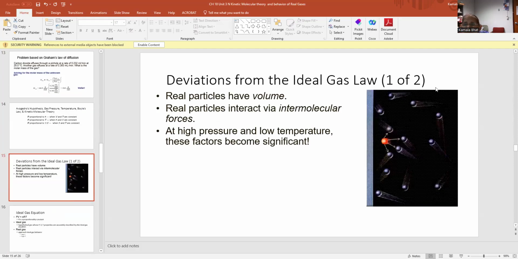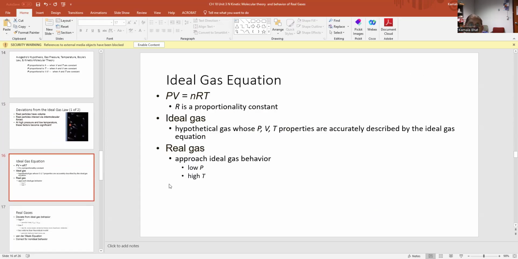Deviations from the ideal gas equation: real particles have volume, and real particles interact via intermolecular forces. At high pressures and low temperatures, these factors become significant. In the ideal gas equation, we write PV equals nRT, where R is the gas constant. An ideal gas is a hypothetical gas whose pressure, volume, and temperature are accurately described by the ideal gas equation. Real gases approach ideal gas behavior at low pressures and high temperatures.